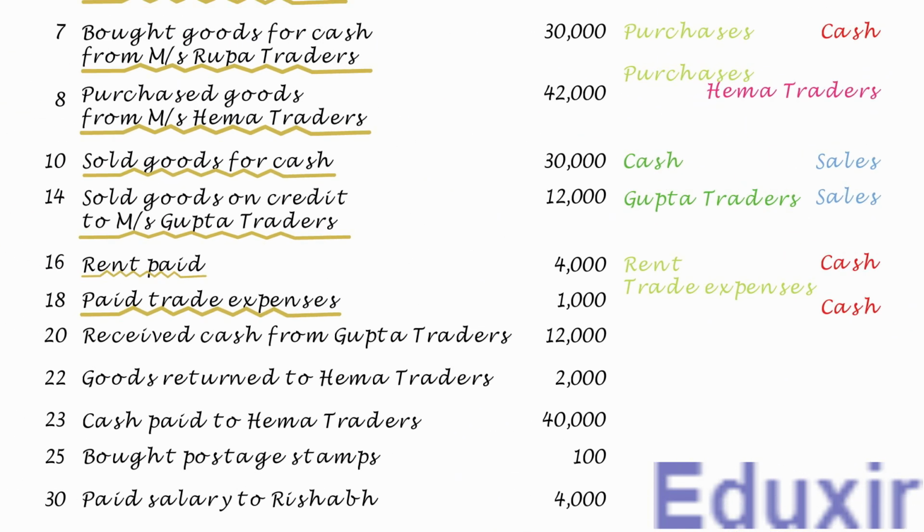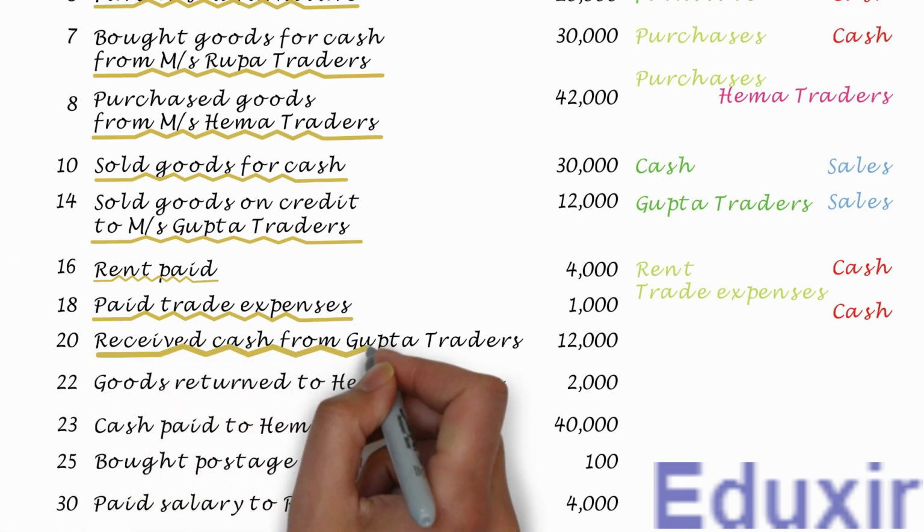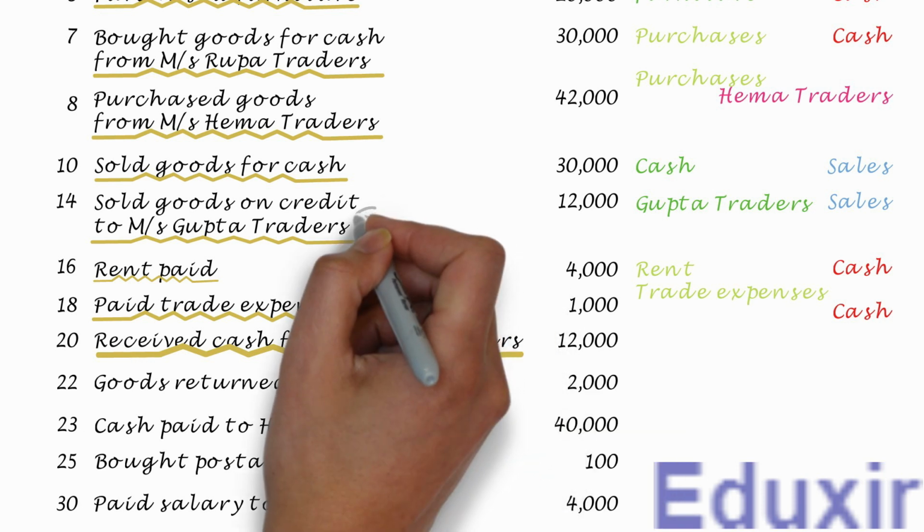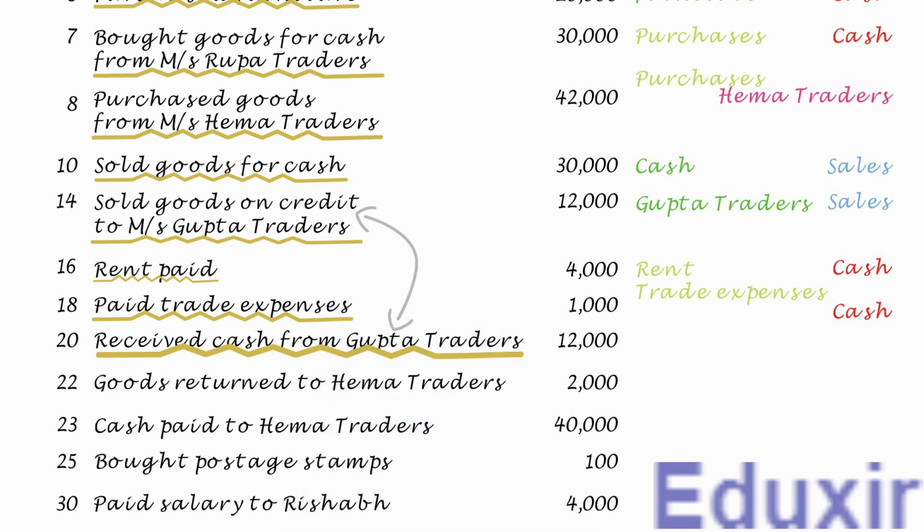In this transaction, the business has received 12,000 rupees of cash from Gupta Traders. Note that this transaction is related to the transaction done on 14th August, wherein the business has sold goods worth 12,000 rupees to Messrs. Gupta Traders. The business is now receiving all the 12,000 rupees. So there is no discount involved.